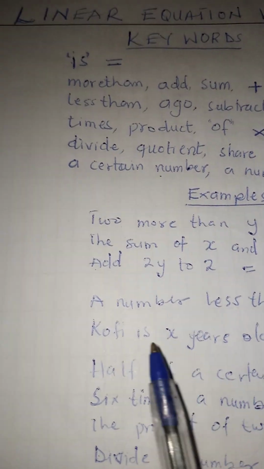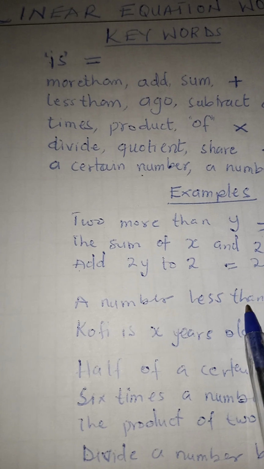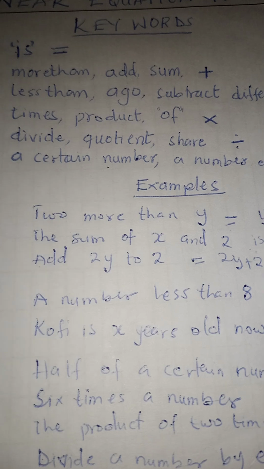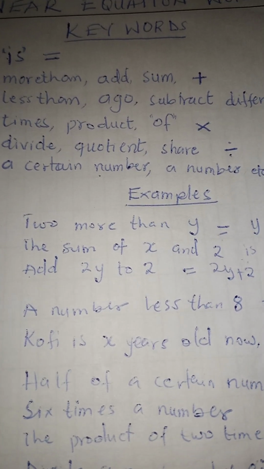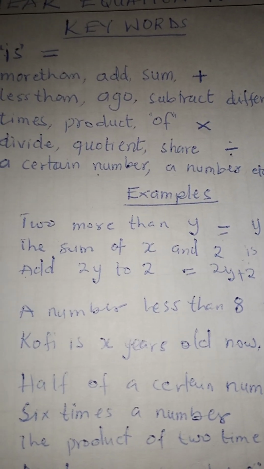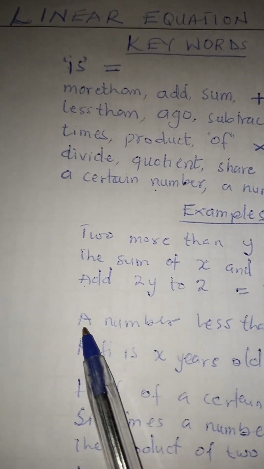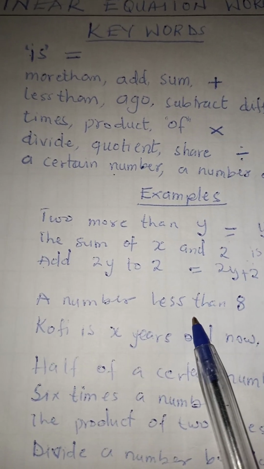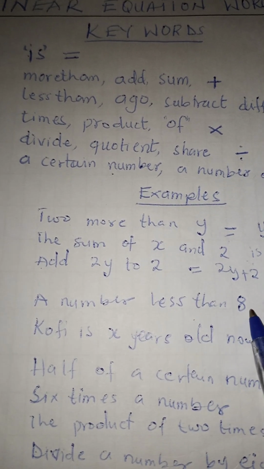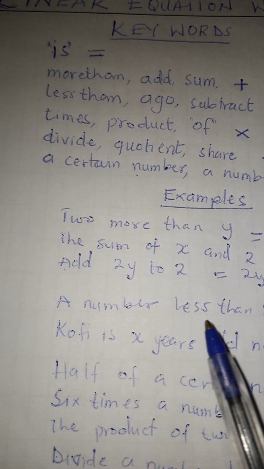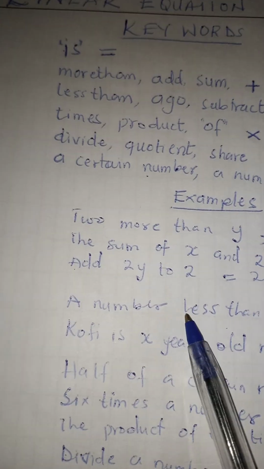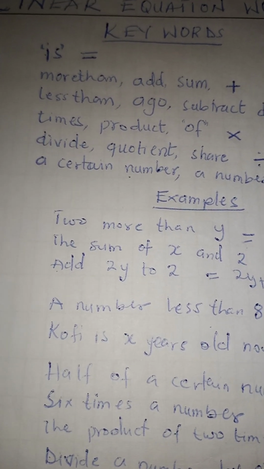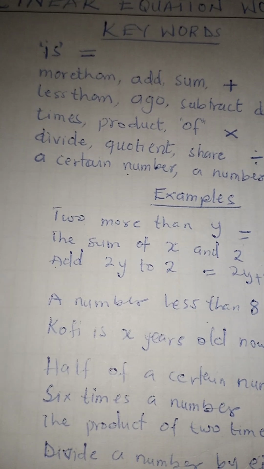All right. A number less than 8. From the keyword we say less than, we use which operation? Subtraction, right? So a number less than 8. I communicated earlier that the number that comes before less than must carry the sign. Please, subtraction is not commutative. This one strictly you have to get it. A number less than 8, we don't know the number, so that is minus any variable. It can be x. So I want to use x, right?